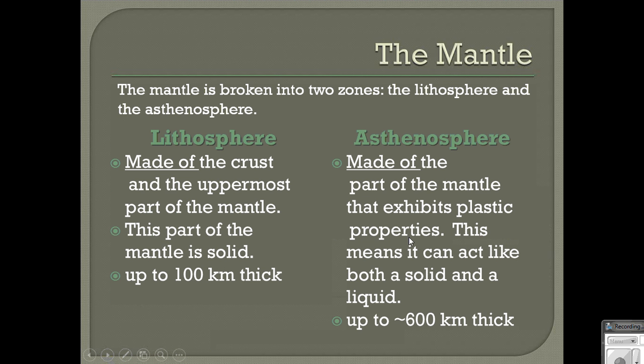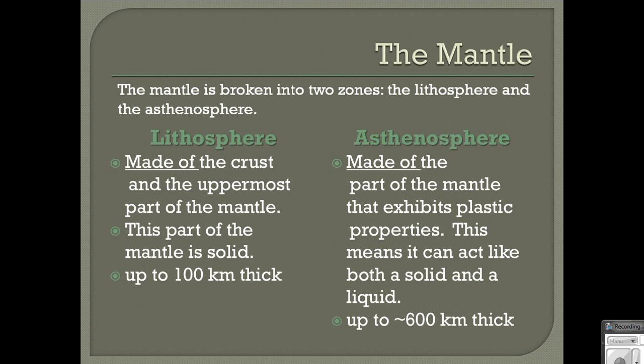So we do have our different zones of our mantle. The lithosphere is the top part, so we come down from the crust, and then we come to the lithosphere, which is the top of the mantle. And so it is solid in this part, and you can see that it's about 100 kilometers thick. But it's really hot in there. Once again, we have not been into the lithosphere.